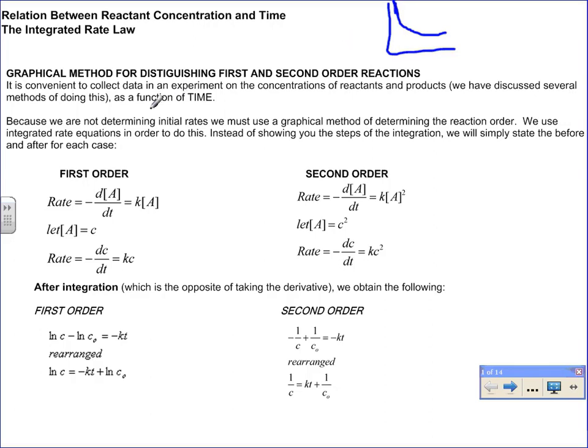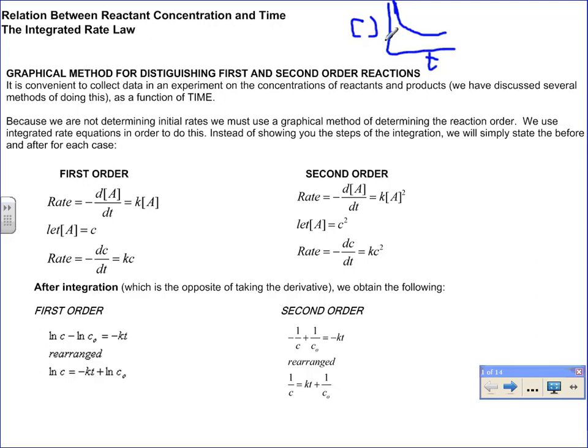So first of all, what we need to do is talk about what kind of experiment this would apply to. The kinds of experiments that we will do are ones where we will monitor the concentration of a reactant or product over time. And as we monitor the change in concentration with respect to time, we'll collect data, and that data will be applied to various graphs in order to make a decision about whether it's first, second, or zero order.